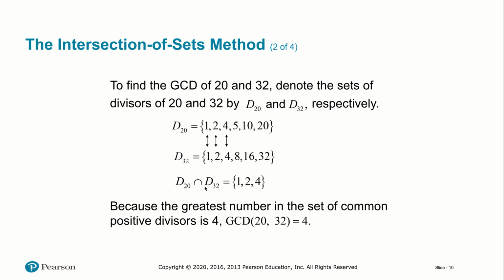So the intersection of these two sets, the set of common divisors, is basically the set containing the elements 1, 2, and 4, right? So here we have the set of the common divisors of these two numbers. Since we want the greatest common divisor, we're just going to pick the largest of those numbers, and that will be our GCD. So this is the intersection of sets method for finding the greatest common divisor. Certainly works, but not the most efficient method. We'll find better ways as we proceed.